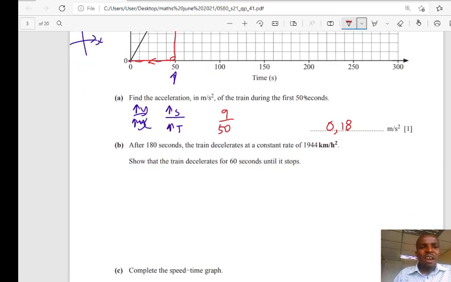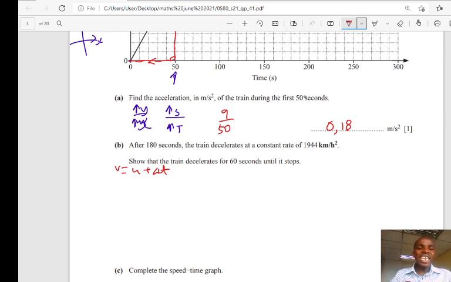Next question. After 180 seconds, the train decelerates at a constant rate of 1944 kilometers per square hour. Show that the train decelerates for 60 seconds until it stops. For 60 seconds, on this one, you can use the formula v equals u plus at. But to use this formula, first you have to find acceleration in seconds, because our time is supposed to be in seconds. Deceleration in this case is given in kilometers per square hour.